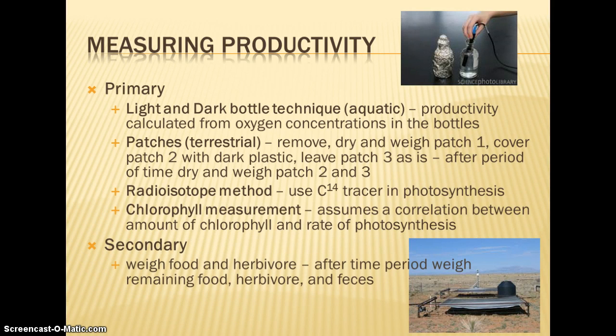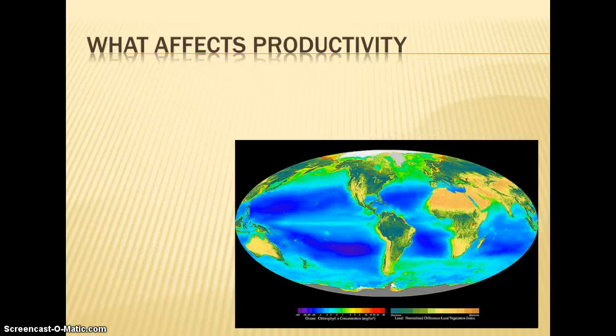For measuring secondary productivity, that's our second trophic level, which are our primary consumers, you would weigh the amount of food that you're feeding your herbivore, and then after a time period you would measure whatever remaining food. That gives you a count of how much they ate. You would measure the herbivore themselves to get the biomass, and you would also need to weigh the feces so you would know what to subtract to get your productivity.